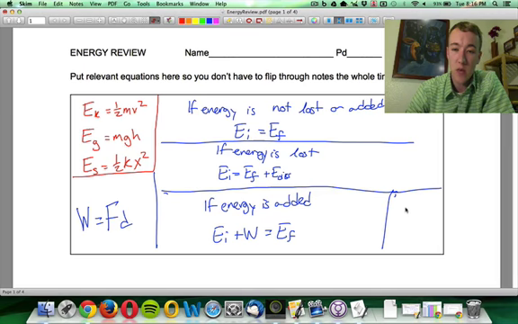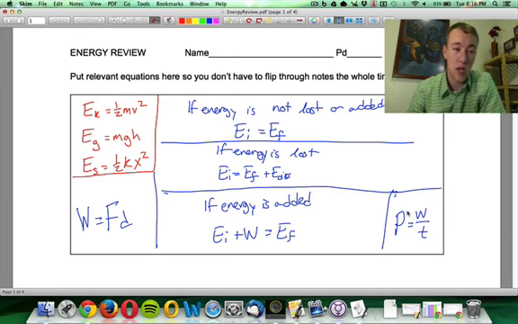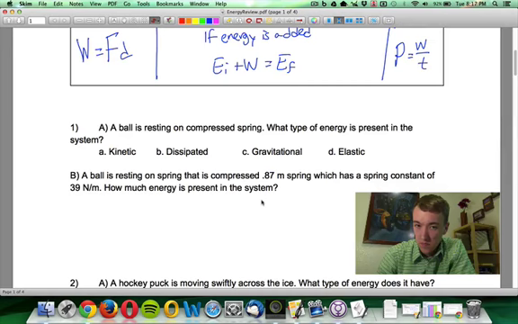And the last one that we had was about power, and power is equal to work divided by time. And that was that whole power practice we did in the last class. I don't think there are any power problems on this. So it's kind of a big review of all the equations. Get those written down, and then let's begin on our first problem.